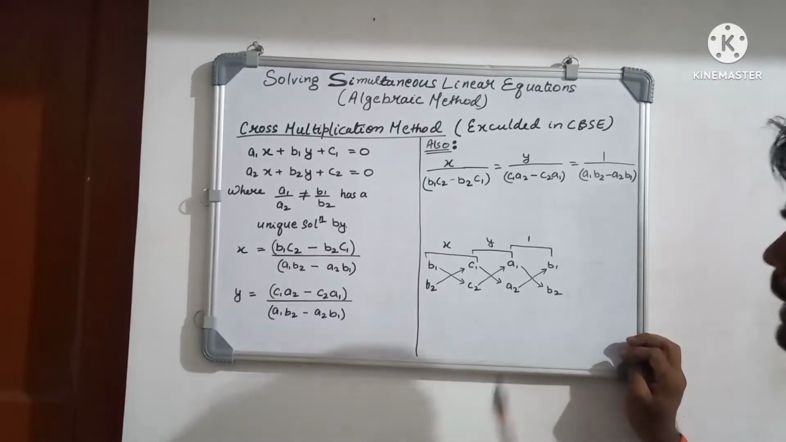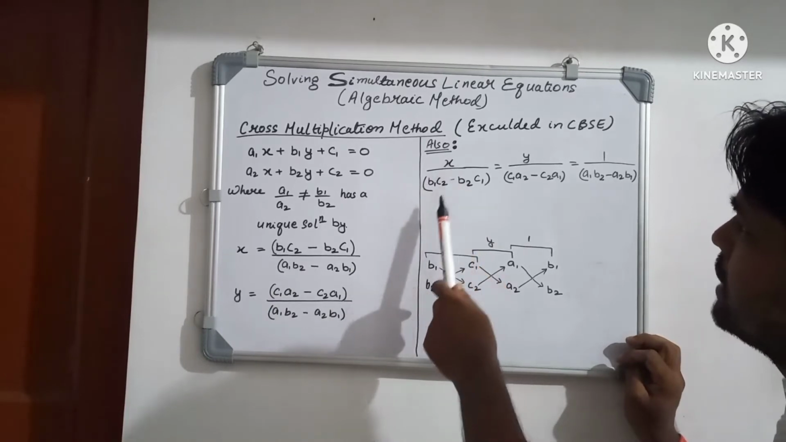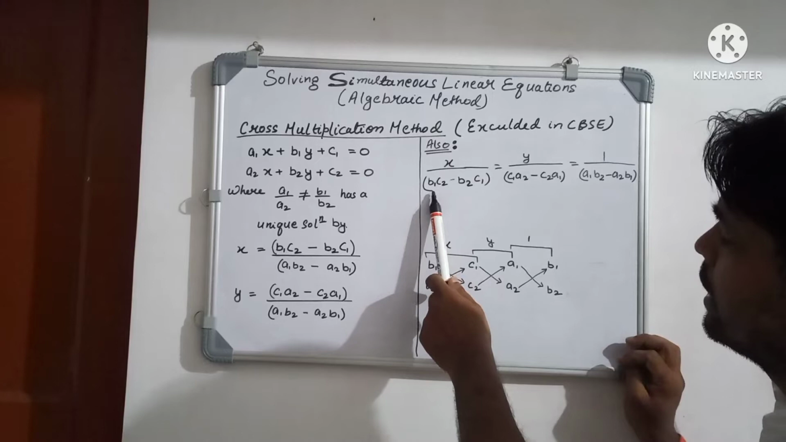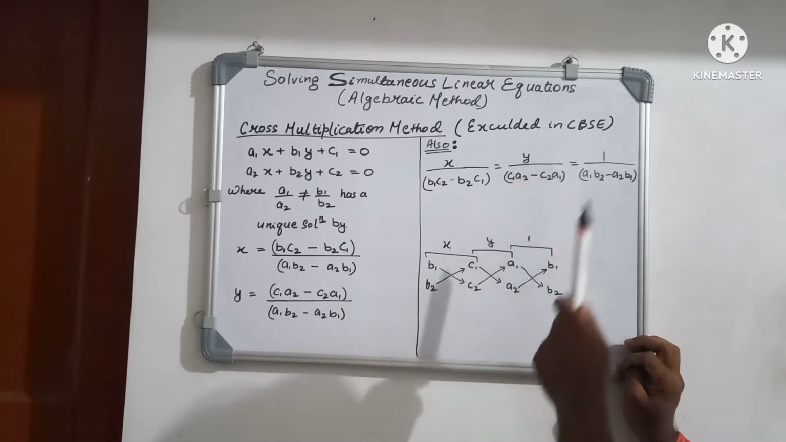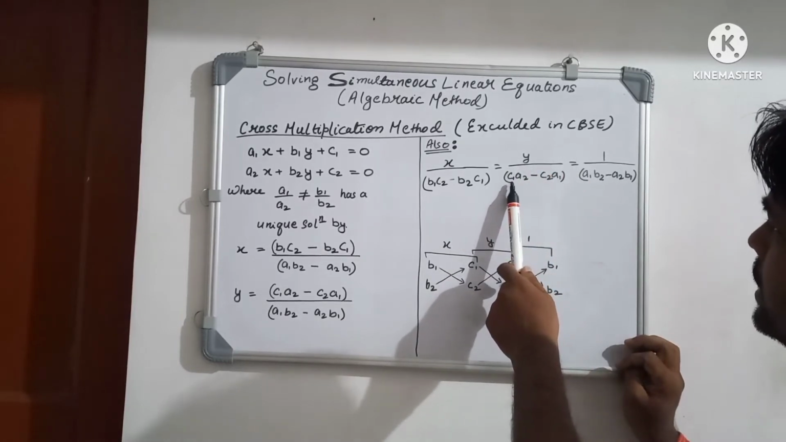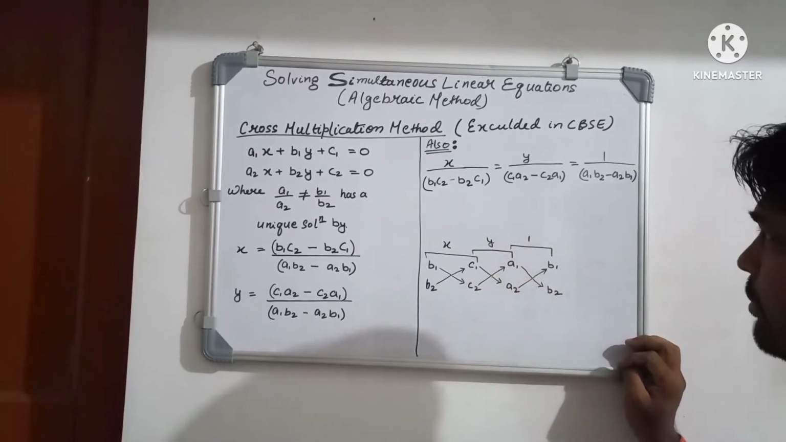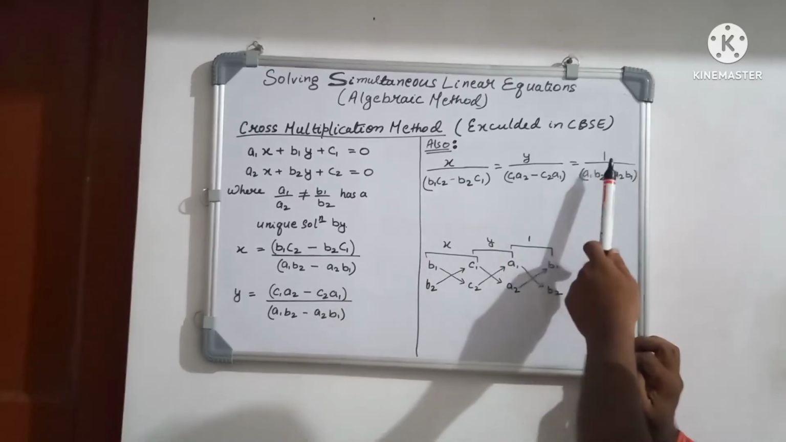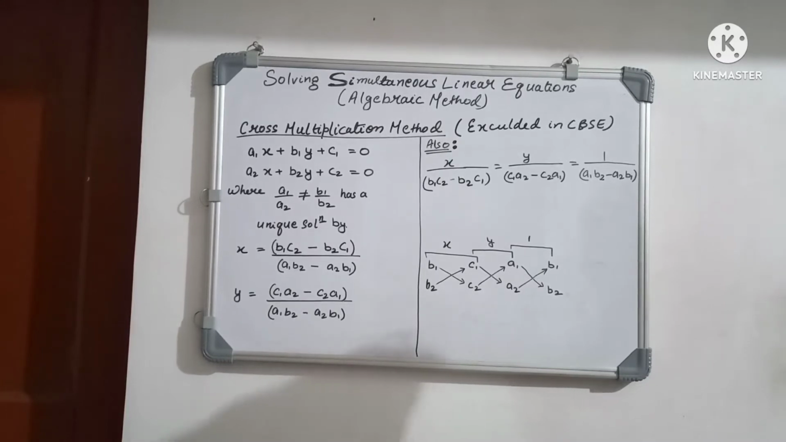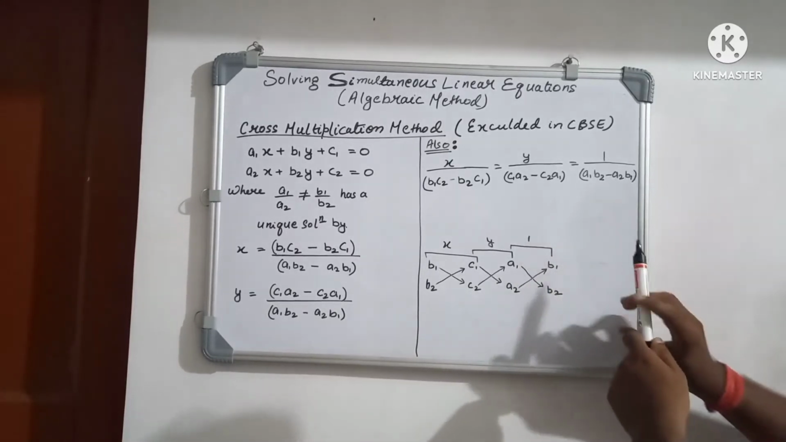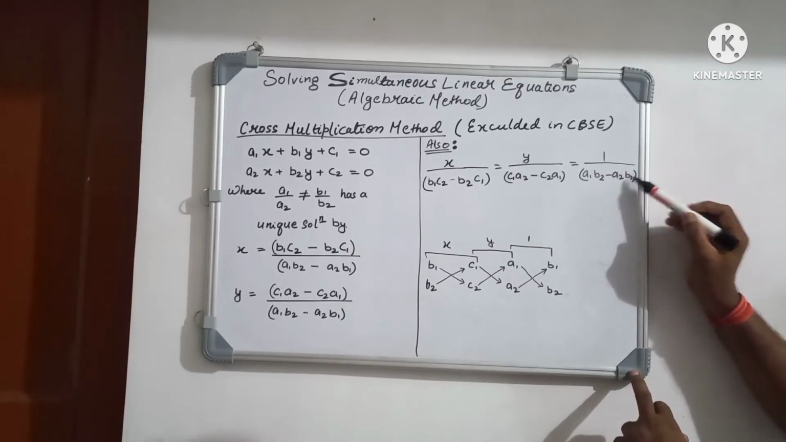Similarly, we can also obtain the solution of the equation by using this method, where x gets divided by the value of b1 multiplied by c2 minus b2 multiplied by c1, and y is divided by c1 multiplied by a2 minus c2 multiplied by a1, and finally we obtain the value of the constant, which is treated as 1. This constant value is equivalent to 1 upon a1 multiplied by b2 minus a2 multiplied by b1.